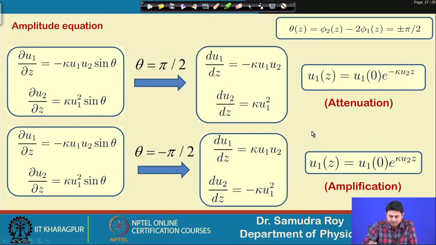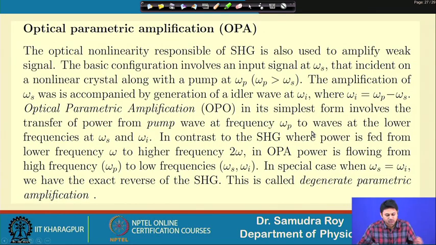Okay, so let me go to the next important topic, and this is optical parametric amplification. So far we have been dealing with a very specific case, as I mentioned, and that is subharmonic generation. And for subharmonic generation, we are going to generate omega from 2 omega. But in general, optical parametric amplification is defined in this way as shown on your screen.